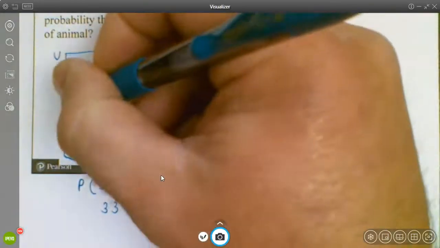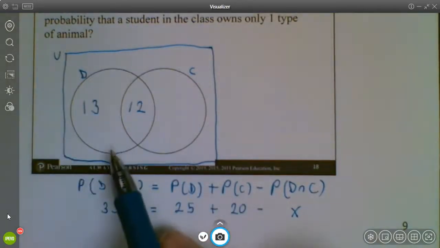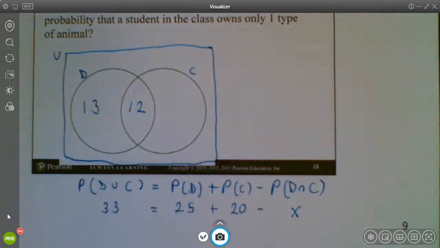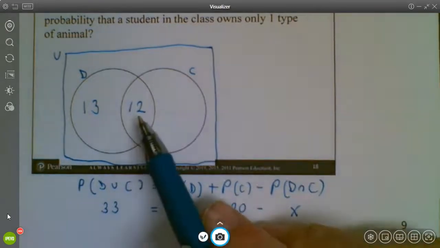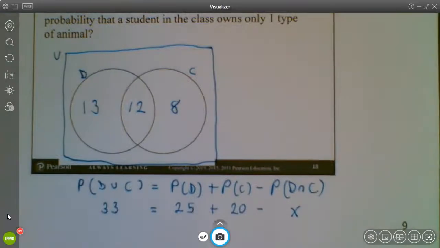So the remaining 13 are dog only. So again, all 25 of those are dog owners. 12 also own a cat. 13 are dog only. So if we look at the cat people, there was 20 that own a cat. We've already identified 12 of those cat owners. So the remaining 8 are cat only people.